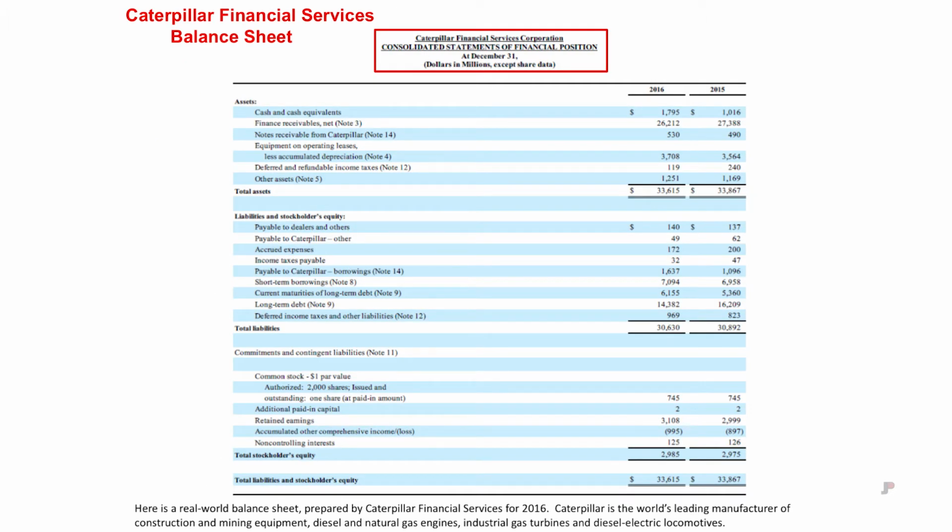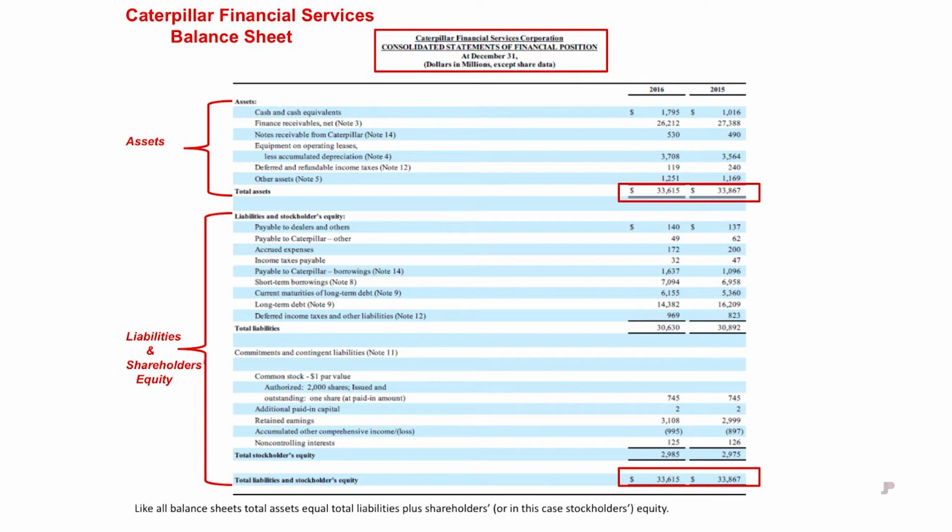Here is a real-world balance sheet, prepared by Caterpillar Financial Services for 2016. Caterpillar is the world's leading manufacturer of construction and mining equipment, diesel and natural gas engines, industrial gas turbines, and diesel-electric locomotives. Like all balance sheets, total assets equal total liabilities plus shareholders, or in this case, stockholders' equity.